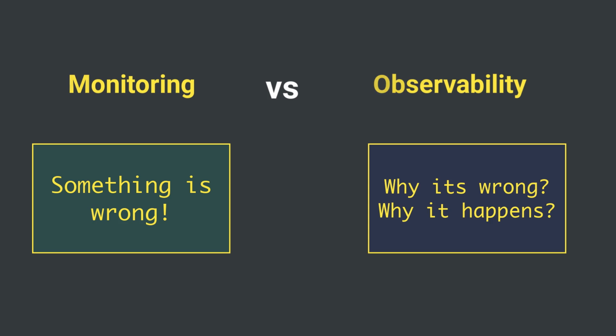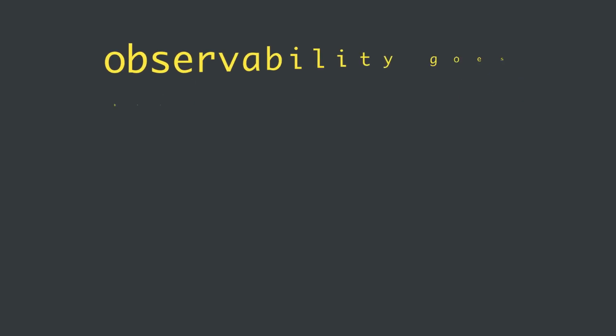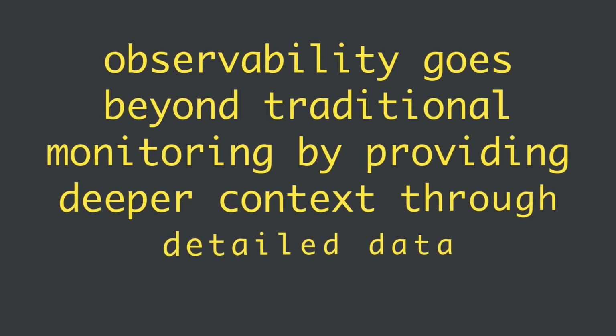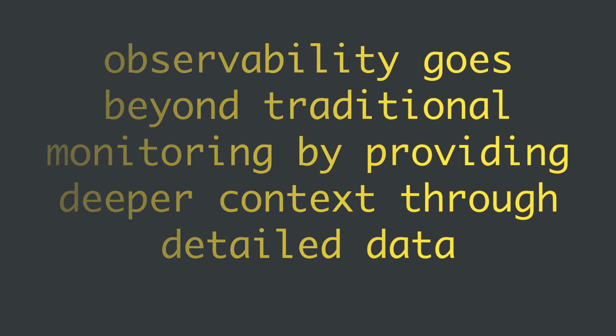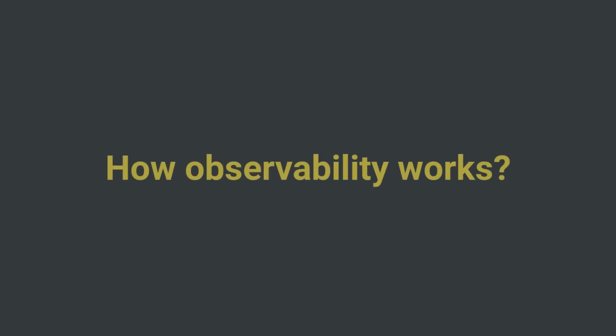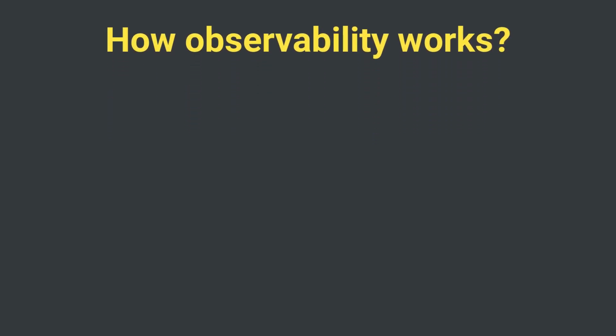Sounds fascinating, doesn't it? In short, observability goes beyond traditional monitoring by providing deeper context through detailed data. It's not just a programming library, it's a framework and a set of standards to follow. So how does it work? Observability revolves around three primary data types.